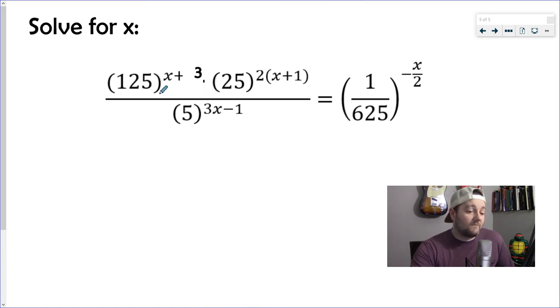We've got 125, 25, 5, 1 over 625. So again, you got to think about what could possibly be my common base. So all these things have 5 in common. 125 is 5 to the 3. I think so, yeah. 25, 5 squared, 5 is already good. 625, I think that's 5 to the 4. Let me just double check. 5 times 5 times 5 times 5. And it is 5 to the 4.